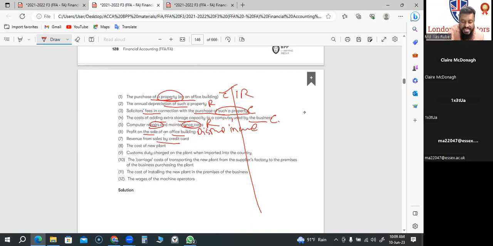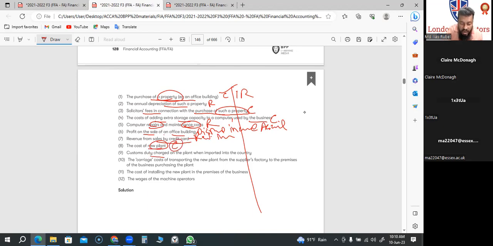Revenue from sales. This is neither an expense, it's an income again, but this is not from an asset, it's a revenue income. Make sense? Am I understood? Revenue income. Okay, I helped you. The cost of new plant. What do you think? Come on, easy peasy lemon squeezy. Yes, it is capital expenditure.